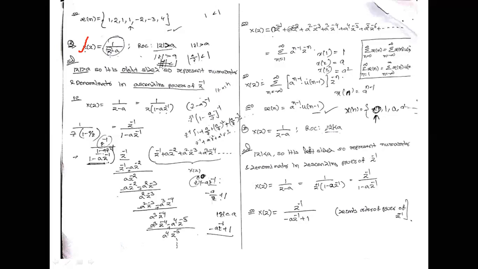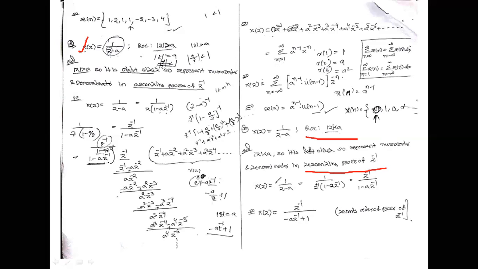Similarly, take the same function, but with ROC |z| less than |a|. What do you have to do? Here, first of all, remember that |z| is less than |a|, so it is left-sided, so we represent the numerator and denominator in descending powers of z power minus 1.